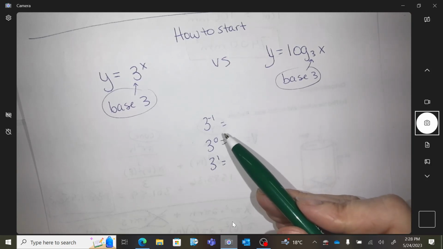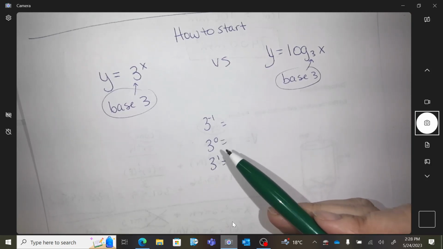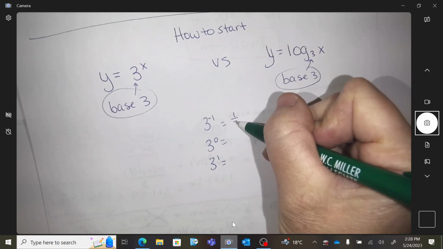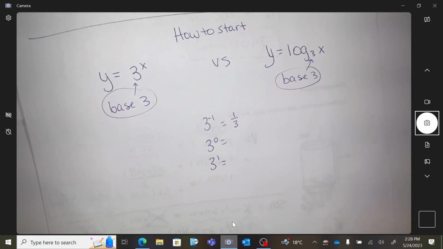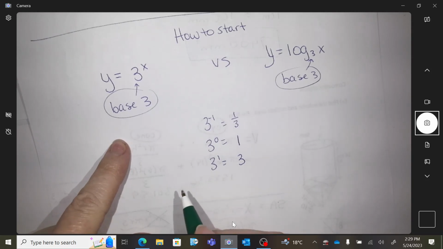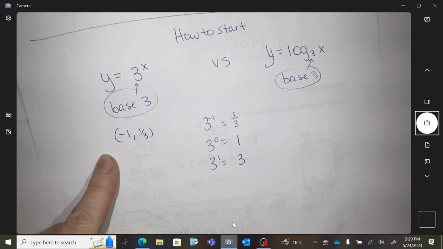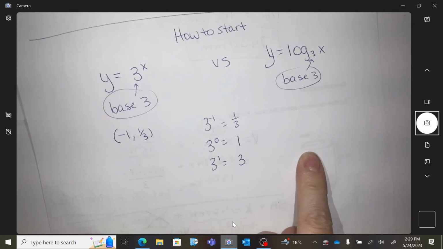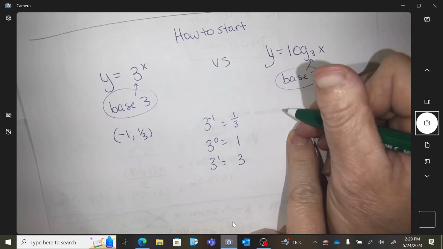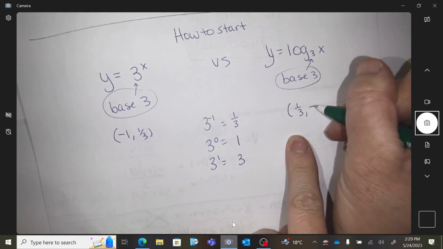So what happens with a negative exponent again? Flips, so 1/3. Any exponent 0 would produce a 1 and a 3. Okay. Here's the big moment where they split different. This has the coordinate -1, 1/3 versus the log would have a different coordinate 1/3, -1.